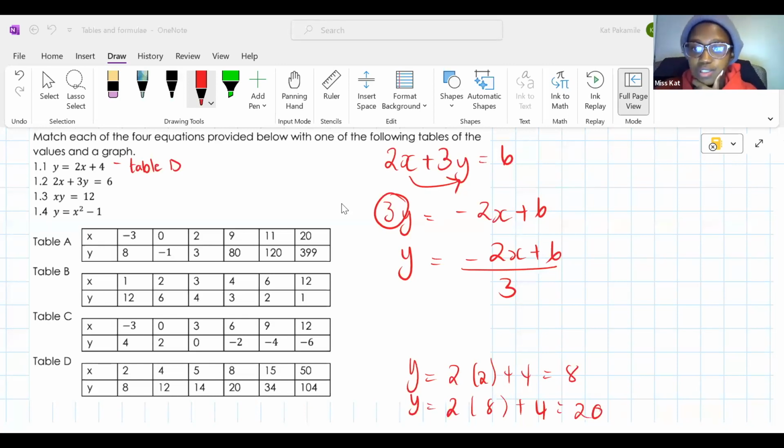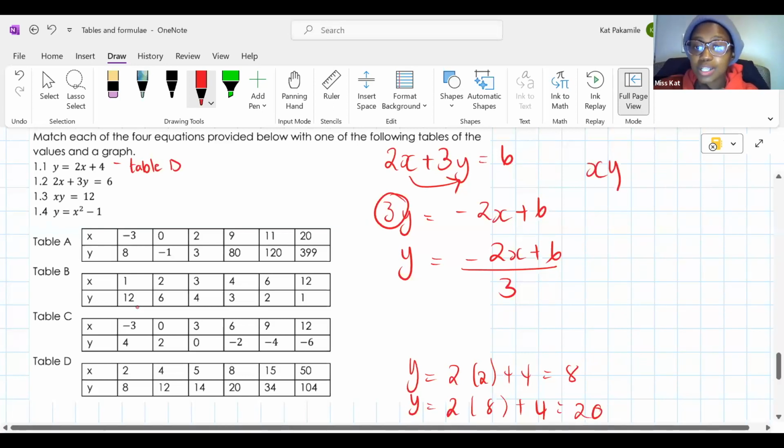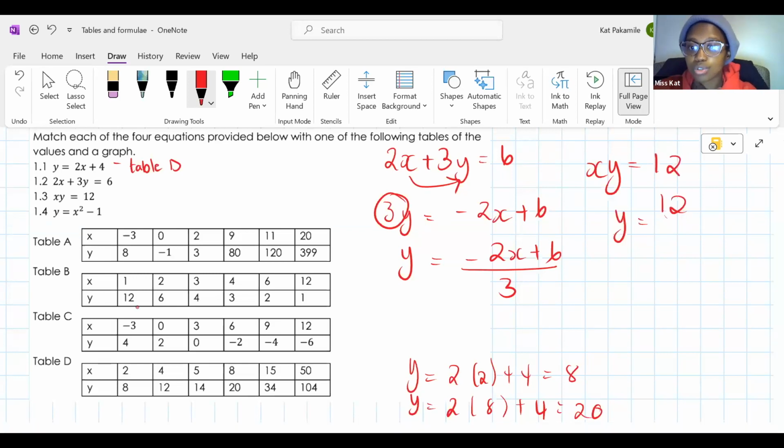Manuel, do you have an answer for me? Oh, ma'am, for 1.2 I don't, but 1.3 I do. Okay, let's hear what's your answer for 1.3. 1.3 is table B, ma'am. Okay. I'm first going to put it in standard form to make my life easier. So it says xy equals 12. Therefore, y will be equal to 12 divided by x.